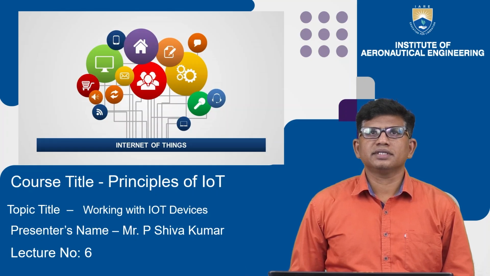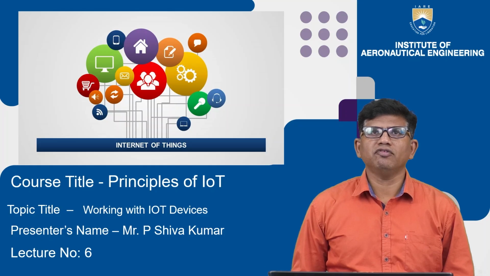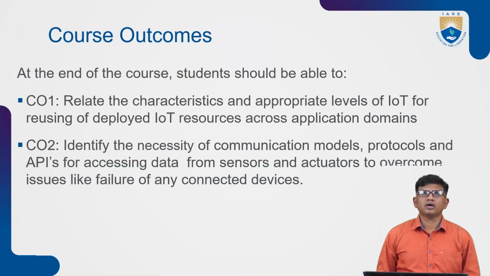Today we are discussing working with IoT devices. These are the course outcomes related to this topic. CO1 relates the characteristics and appropriate levels of IoT for reusing and deployed IoT resources across the application domains. And CO2 identifies the necessity of communication models, protocols, and APIs for accessing data from sensors and actuators to overcome issues like failure of any connected devices.